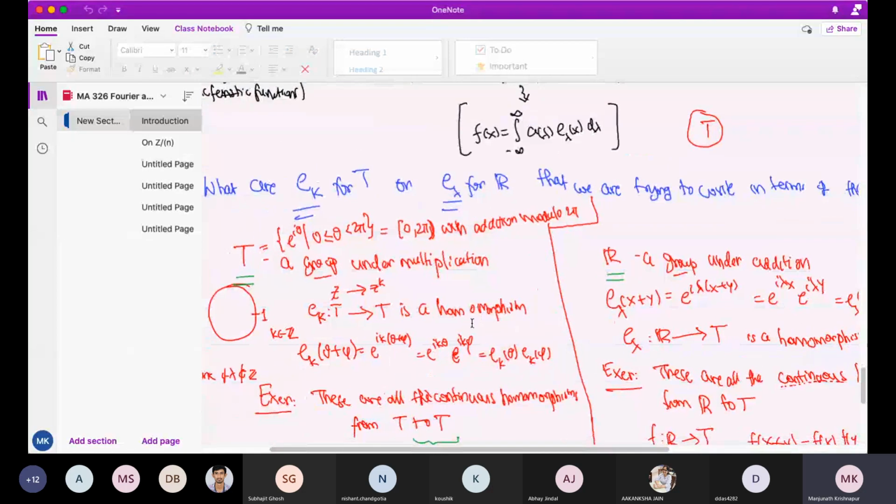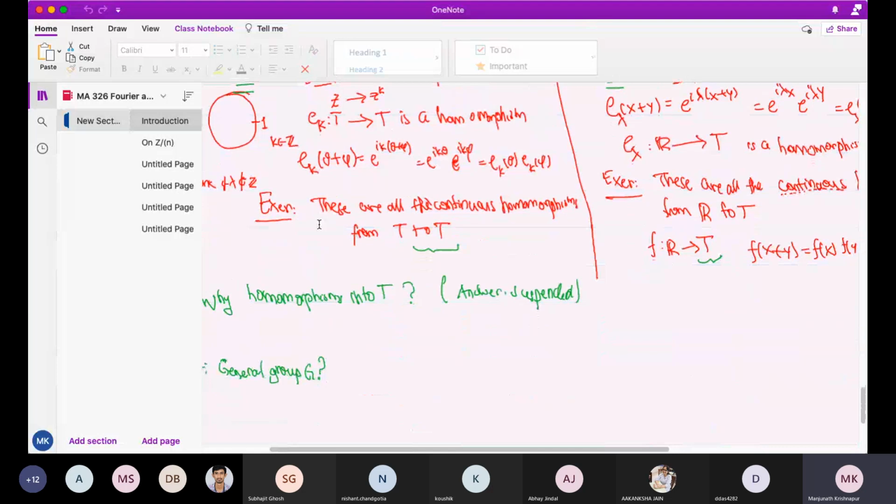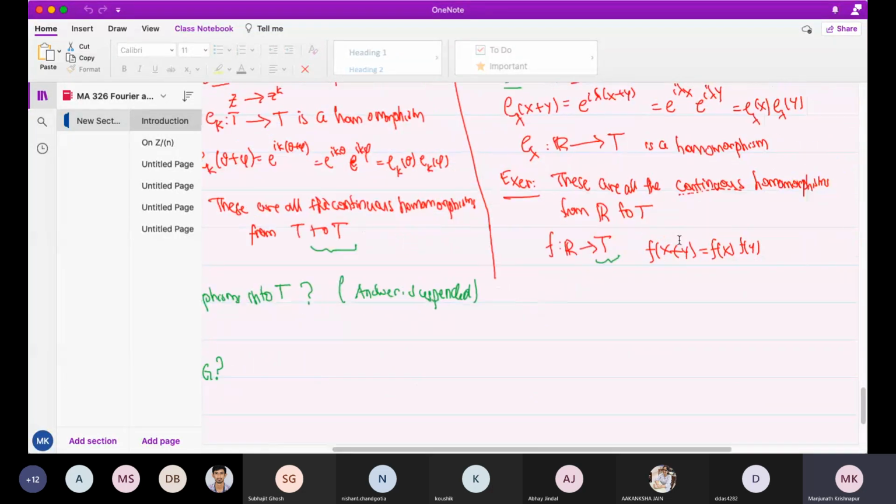Now, if you take lambda to be an integer, then it's also a homomorphism from the additive group 0 to 2 pi, with addition modulo 2 pi. It is a homomorphism only for integer lambda, that is e_k, for k both positive and negative integers. And I left you to check that these are all the continuous homomorphisms in both cases.